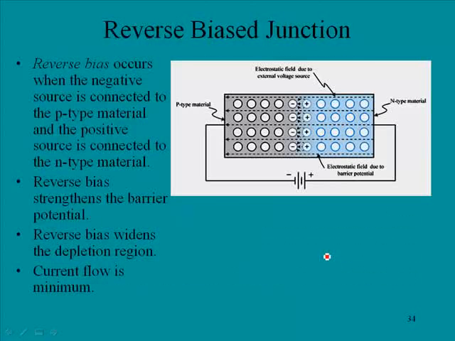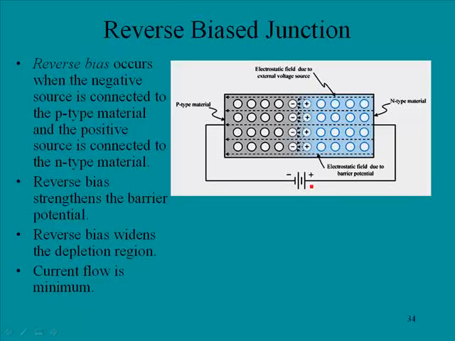Okay, a reverse bias junction. Reverse bias occurs when the negative source is connected to the p-type material. Okay, negative is connected to the p-type material, and the positive source is connected to the n-type material. Now, reverse bias will have the effect of strengthening the barrier potential. Reverse bias widens the depletion region, and current flow is minimum at best.